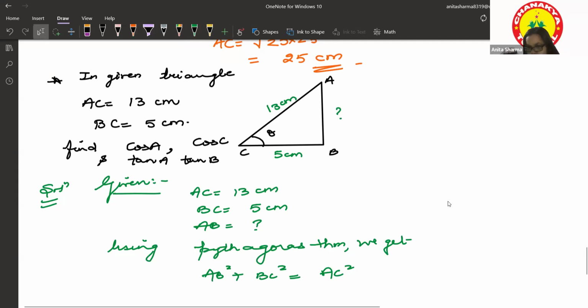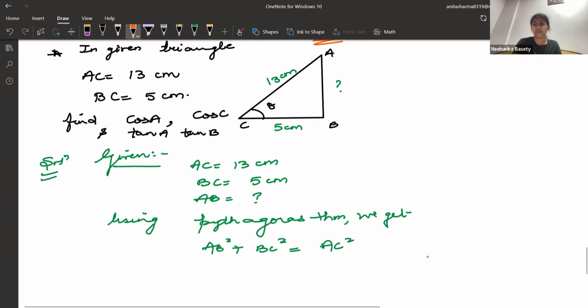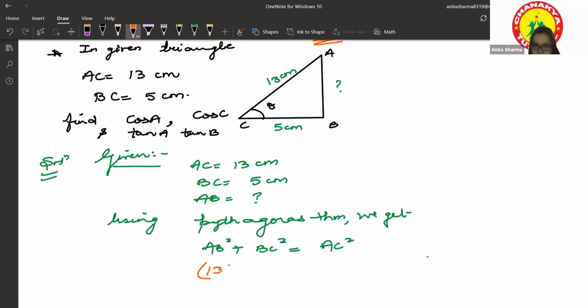Niharika, yes, ma'am. Please tell me, beta. So AB square equals 13 square minus 5 square. Okay. 13 square minus 5 square, that will be equal to AB square. Okay? Good.